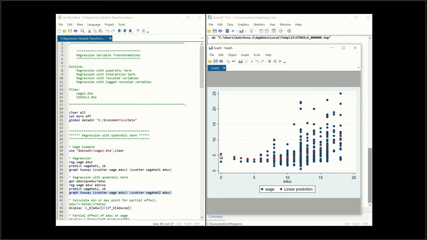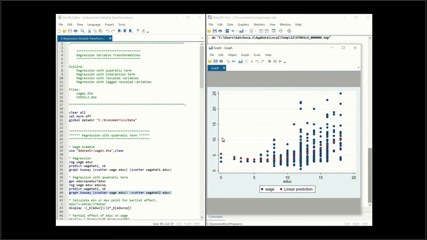As we can see here, including the quadratic term probably better fits all of the observation points. Another thing that we can notice is that at first we have a decreasing effect, and then we actually have an increasing effect. How we find this minimum point that's happening around here is that education star would be equal to minus beta 1 divided by 2 times beta 2. So this is minus the coefficient on education divided by twice the coefficient on education squared.